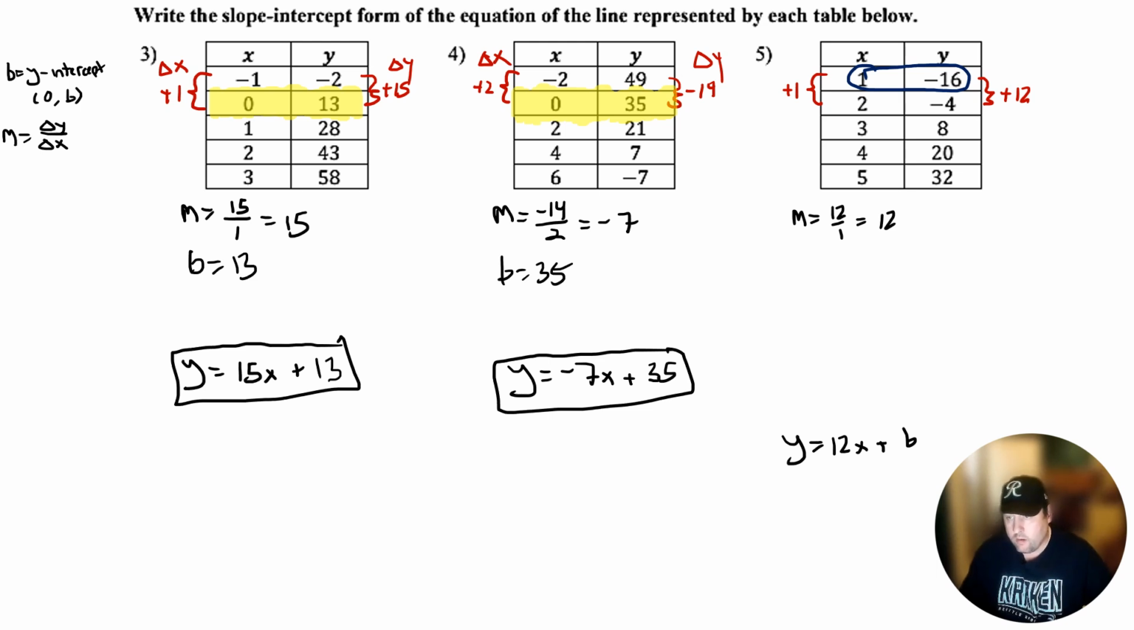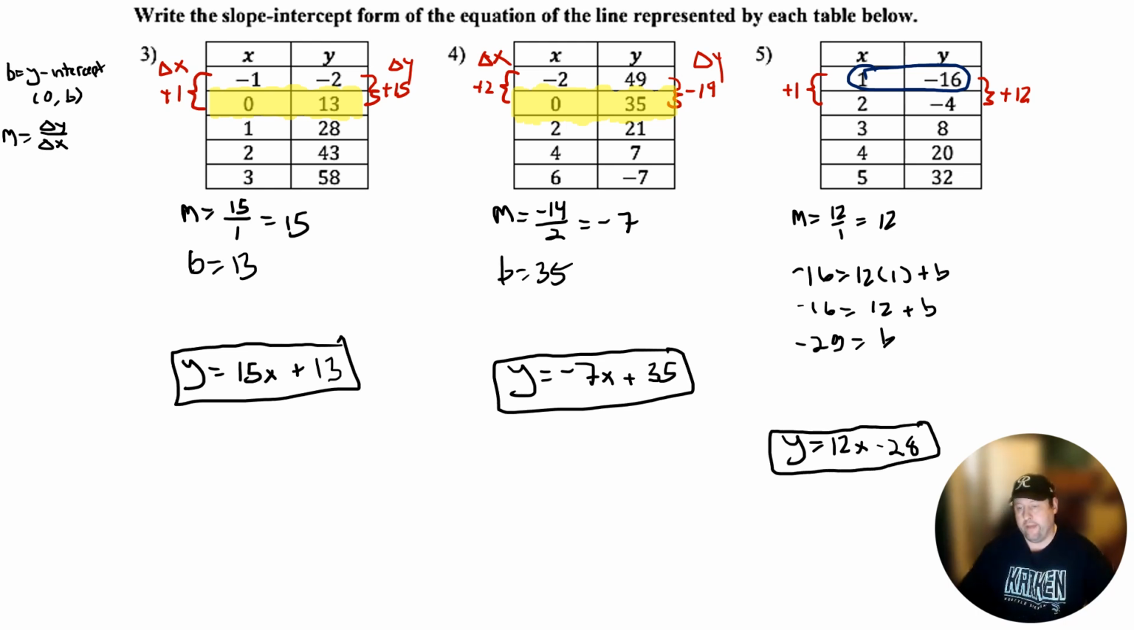find b. So I have negative 16 is going to equal 12 times 1 plus b. Well, 12 times 1 is 12. Subtract the 12 over, I get negative 28. So my b value should be negative 28. So I'm going to erase this, put negative 28 in its spot. And there is the equation to that line that table represents.